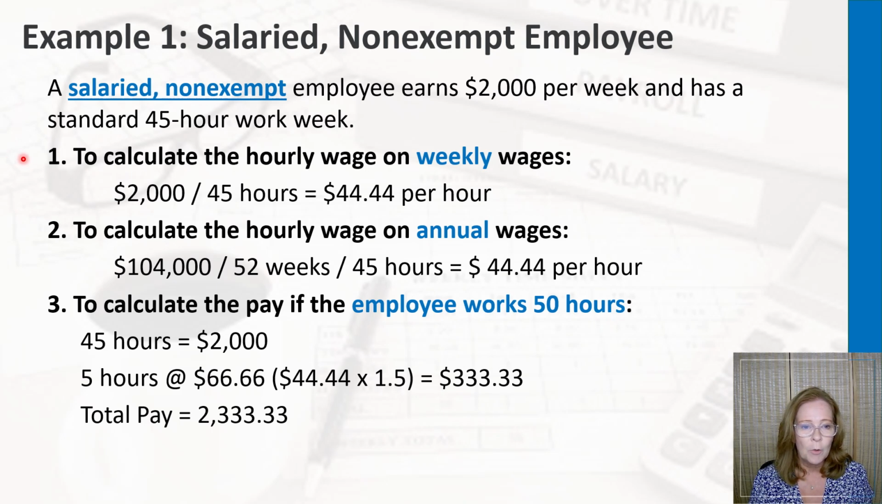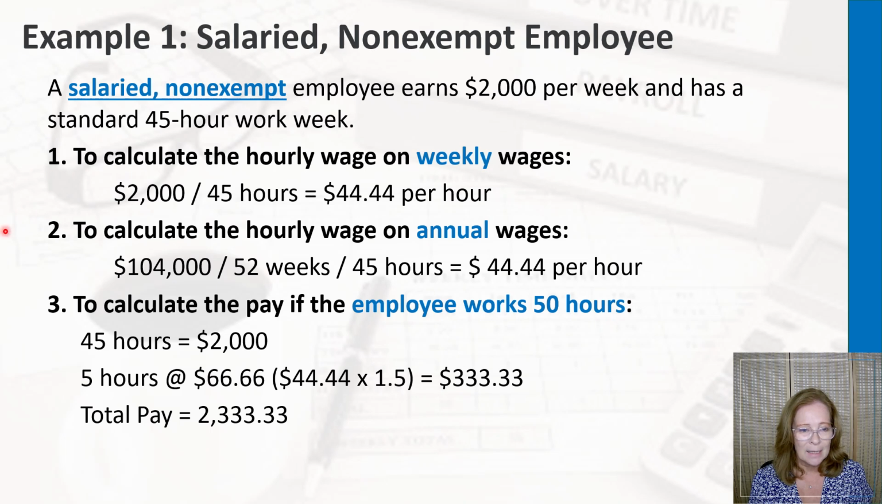To calculate the hourly rate on weekly wages for a salaried non-exempt employee, we divide the weekly wages by the number of hours in this salaried employee's standard work week. Some employees may have 40-hour work weeks, some have 37.5 hours. This salaried employee has 45 hours, so we divide 2,000 by 45 and find $44.44 per hour as the hourly rate.